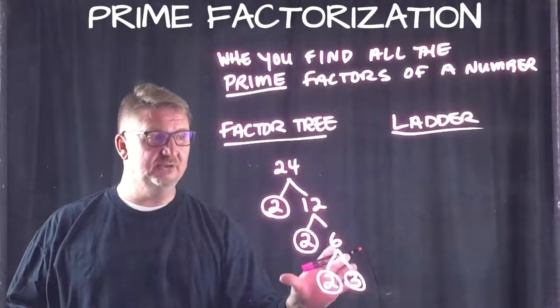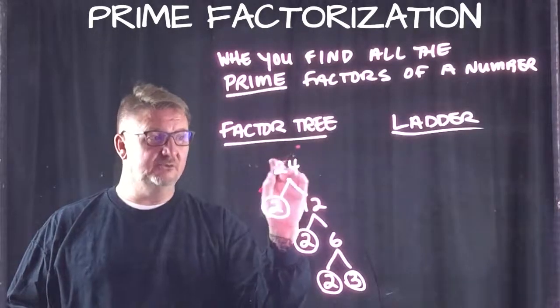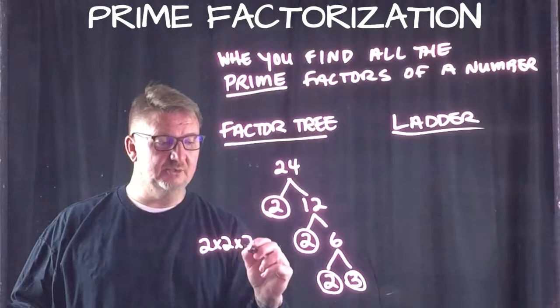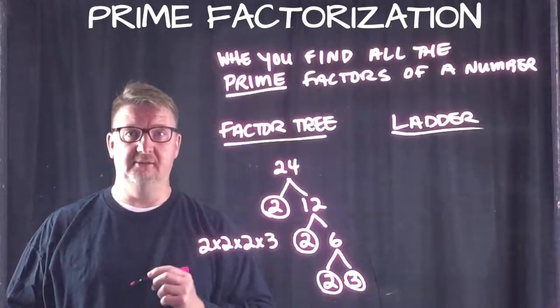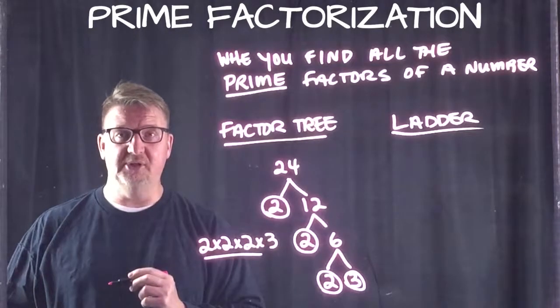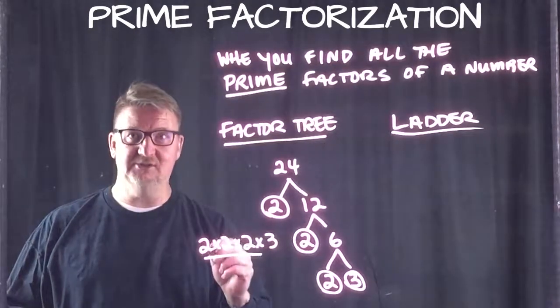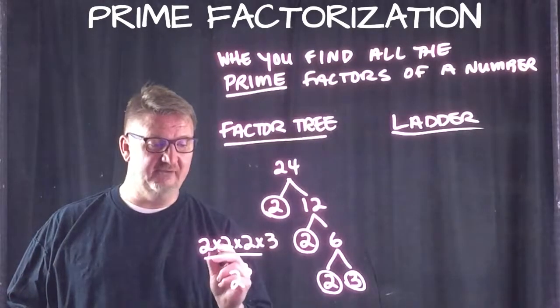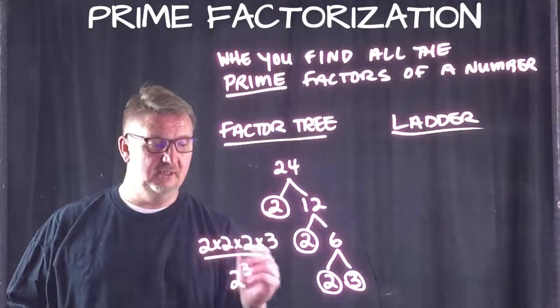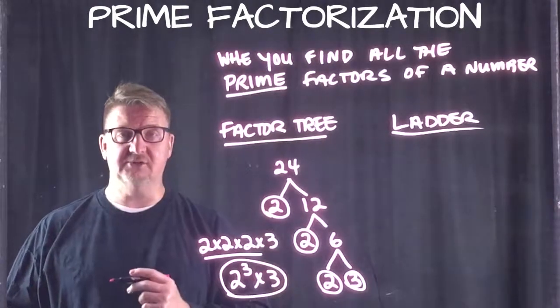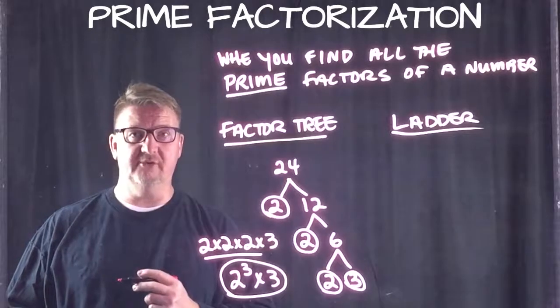So my prime factorization of 24 is 2 times 2 times 2 times 3. Now, we just learned about exponents and repeated multiplication. I can rewrite this using an exponent: 2 to the third power, because I have 1, 2, 3 twos, times 3. And that is the final answer for the prime factorization of 24.